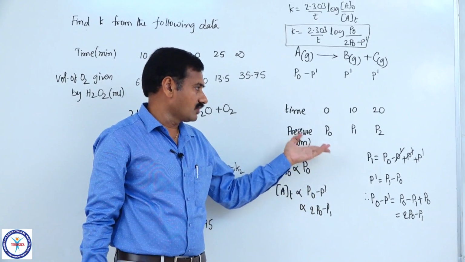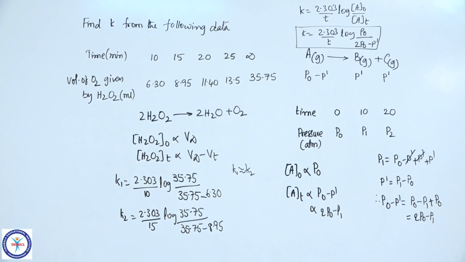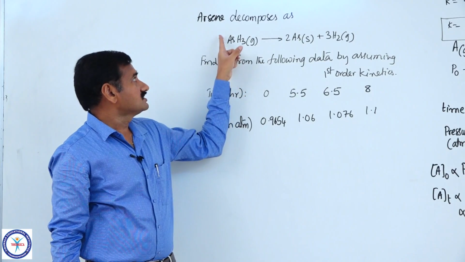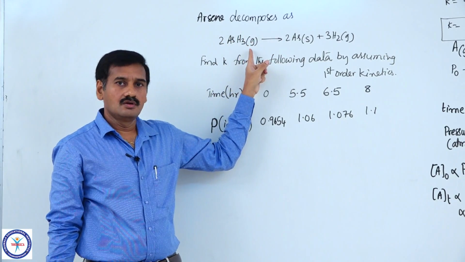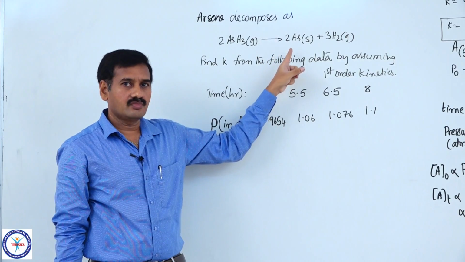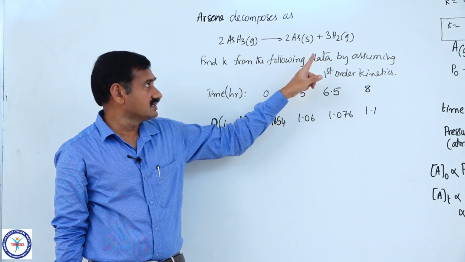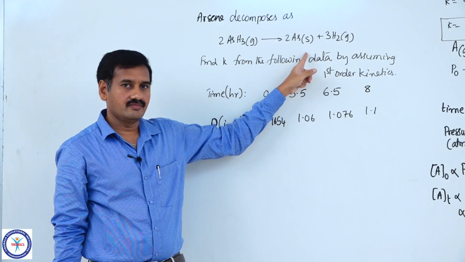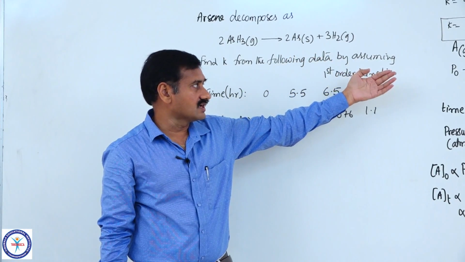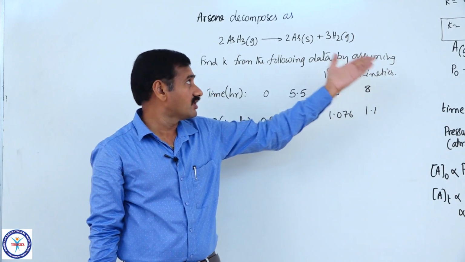I will give you one example of this kind also. This is the question given to you. Arsine decomposes as 2AsH3 gives rise to 2As solid plus 3H2 gas. Here arsine is gas, hydrogen is gas, but arsenic is solid. In the previous hypothetical equation we considered A gas gives B gas plus C gas, all are gases, but here one is a solid.